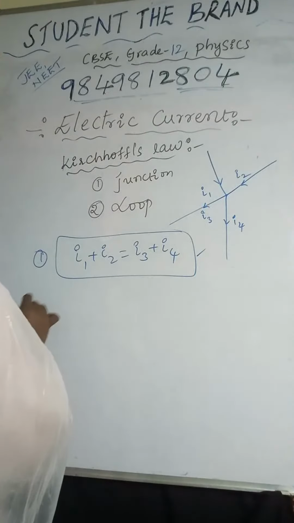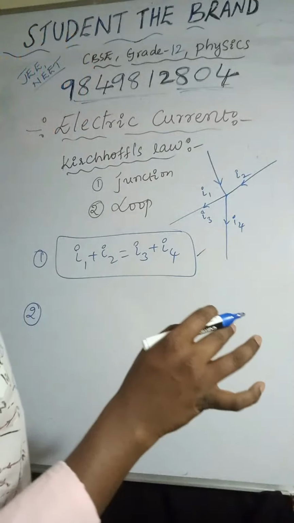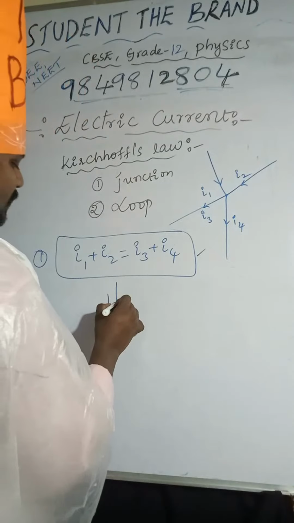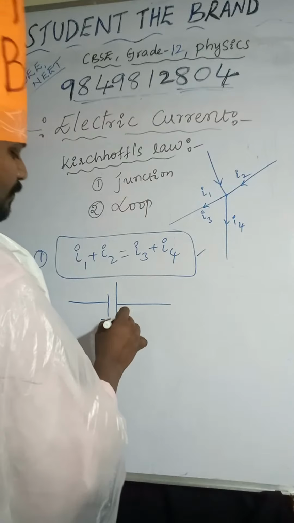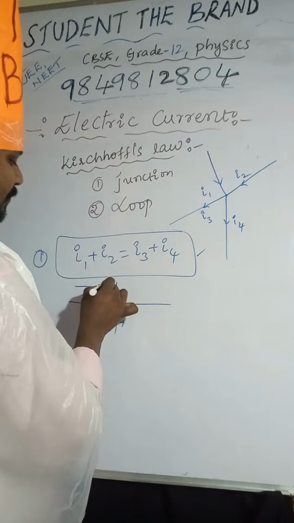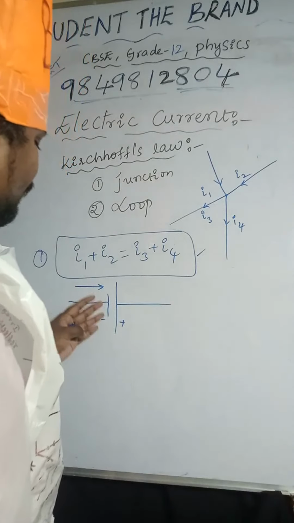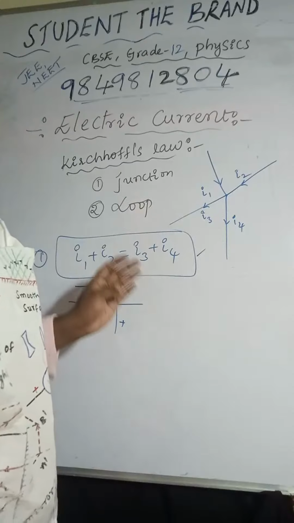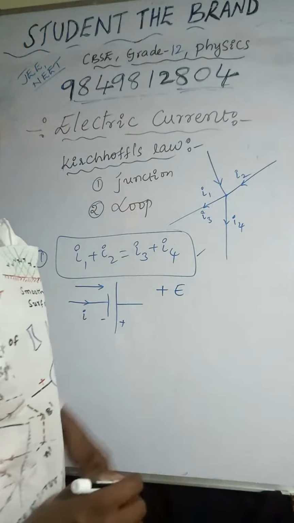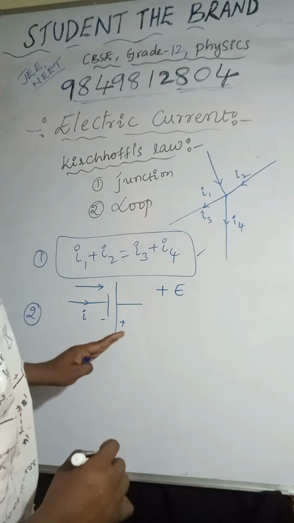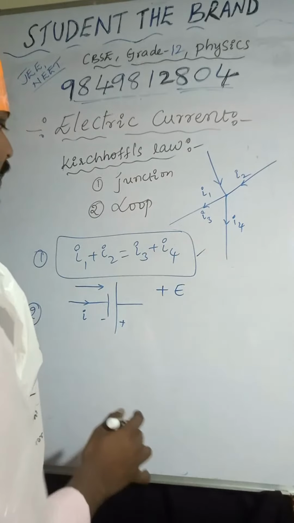So second one, loop. It is very important. In loop there are 4 points. So listen carefully. When you are passing through the source, so here I am taking a cell. Here positive terminal, negative terminal. This is the path, you are moving along the path. This is the current you can take. When you are moving from negative terminal to positive terminal, the EMF is positive, because the final destination is positive.